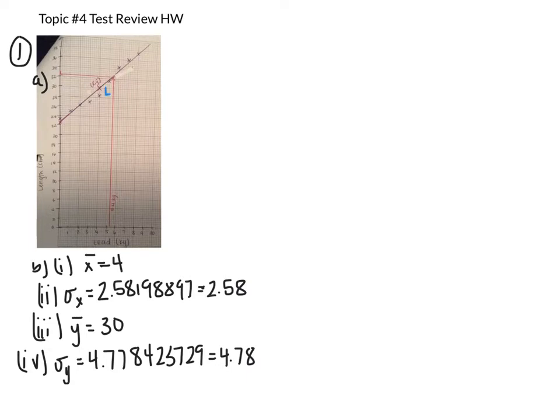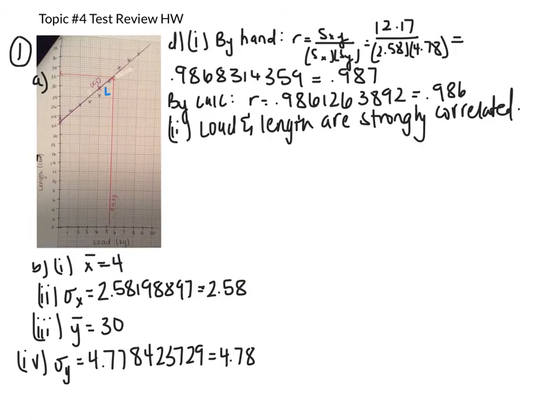Part C wanted you to plot the mean point x bar, y bar, so (4, 30), and label it L, so that point would be right here on your scatter plot. Part D wanted you to find the correlation coefficient r. There are 2 ways you could do that. You could do it by hand with the covariance divided by the standard deviations of x and y multiplied by each other, in which case you'd end up with 0.987. Or you could find the linear regression and do it in your calculator, in which case you get r to be 0.986. Either way, load and length are strongly correlated.